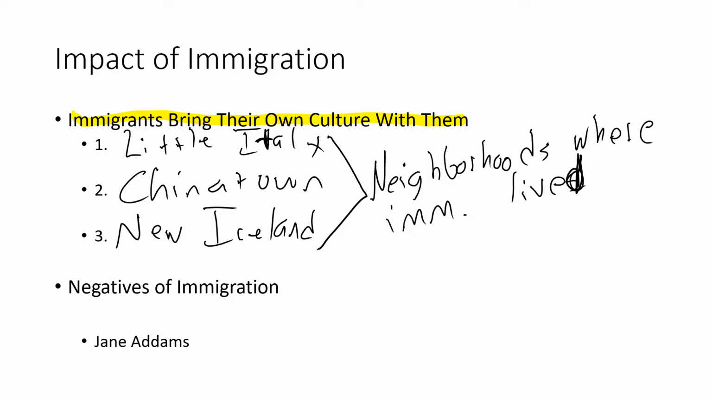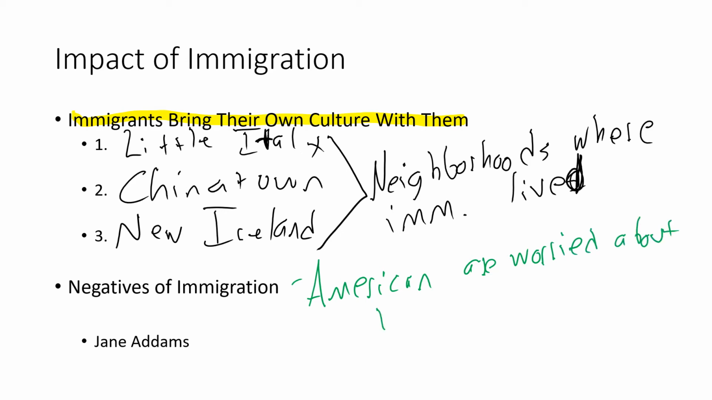Now there's a lot of negatives that Americans during this time period felt about immigration. One of the biggest things, and this is even true still in our world today, you hear this in the news a lot, is that Americans, people who were already here, are going to get nervous that they're going to lose their jobs because all these immigrants are coming over, trying to make their way in this country, and they're going to start looking for jobs. So some of the negatives is that Americans are worried about losing their jobs.